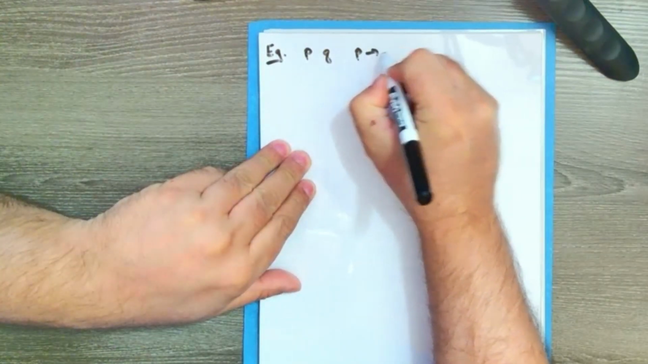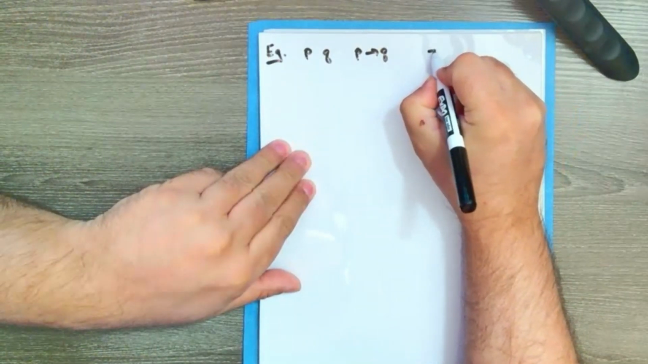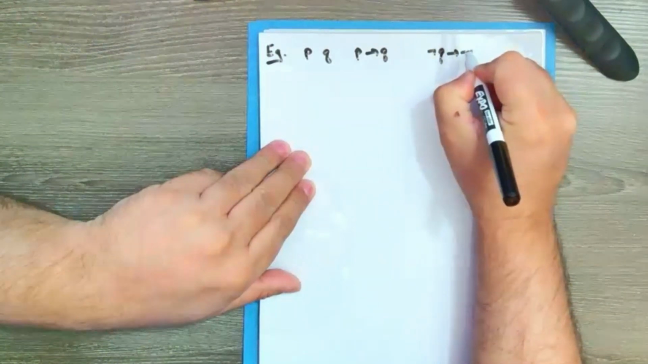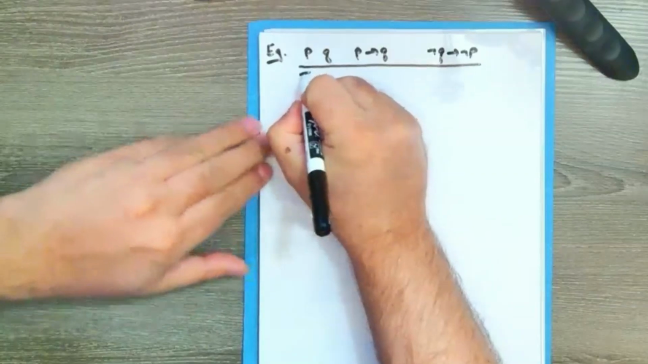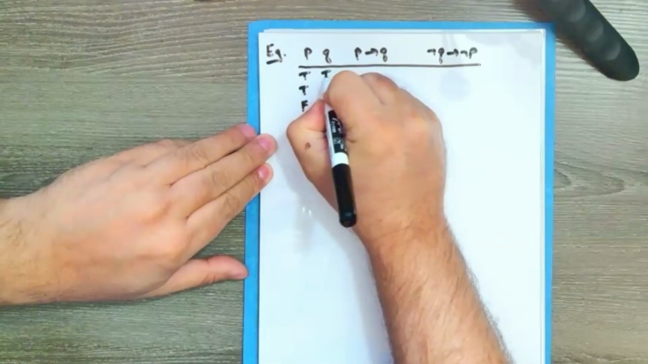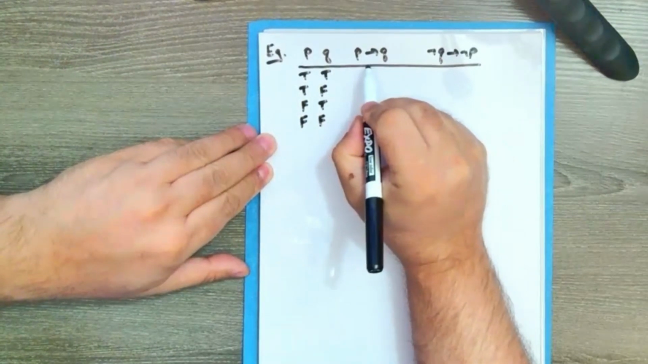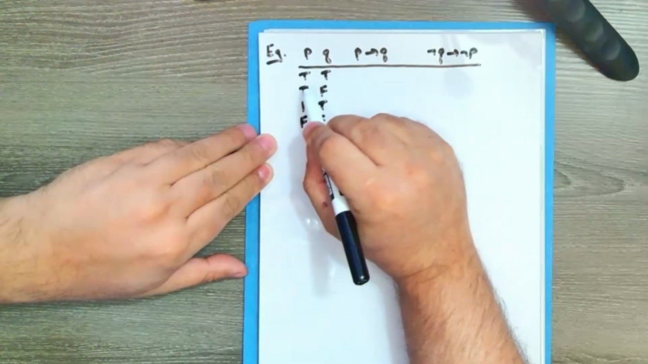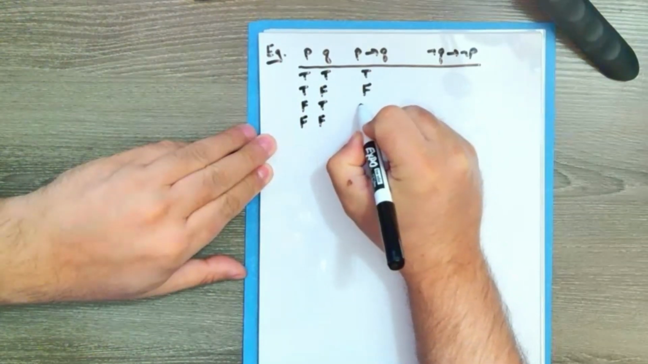We will show that the implication P implies Q is logically equivalent to its contrapositive, not Q implies not P. And so we'll build a truth table. Recall that the implication P implies Q is false precisely when P is true and Q is false. In all other cases, it is true.